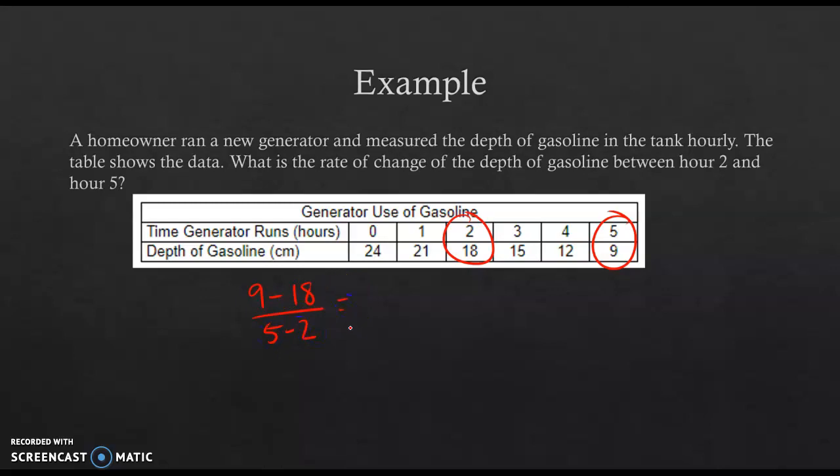I can flip-flop the order as long as the 2 and the 18 are vertically matched up and the 9 and the 5 are vertically matched up. But 9 minus 18 is a negative 9, and 5 minus 2 is 3, and that comes down to negative 3. Negative 9 divided by 3 is negative 3. And so that means that we use 3 centimeters of gasoline each hour it runs.